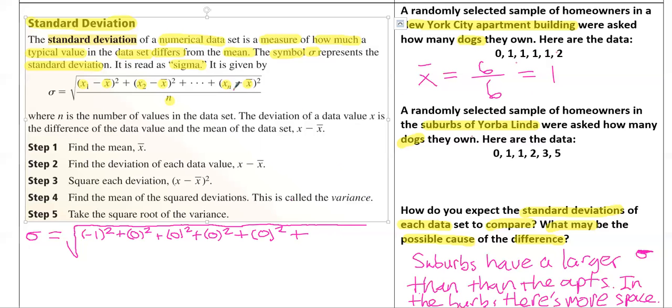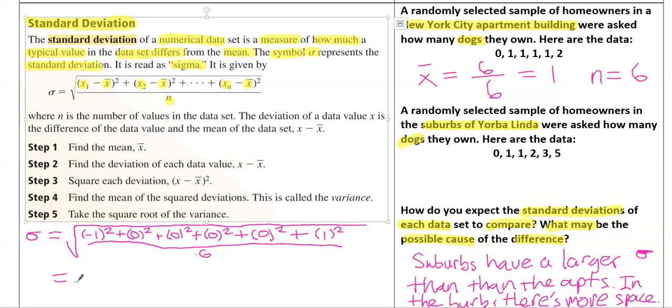Why is that x sub n? n is how many data values there are in the data set. So 1, 2, 3, 4, 5, 6. So n must be equal to 6. So x sub n is the 6th value in our data set, which is 2. 2 minus 1 is 1, quantity squared. Okay, and then we're going to divide all of that by n, which we just labeled as 6.